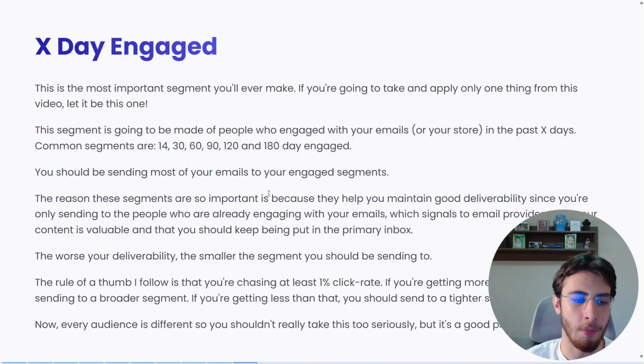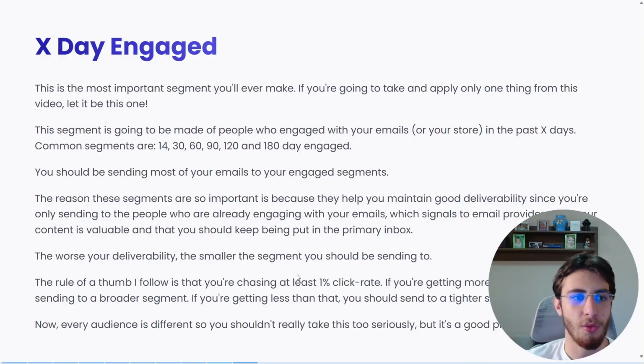But usually I'm going to give you a rule of thumb, which is basically what we follow approximately: you're chasing at least 1% click rate. If you're getting more than that, you can try sending to a broader segment. If you're getting less than that, you should send to a tighter segment. Again, the thing is some industries, some businesses, some brands are going to reach like 3% click rate. That doesn't mean that their deliverability is so good. I mean, it does mean that their deliverability is very good, but it's also due to their industry, their brand, their business, their audience, whatever.